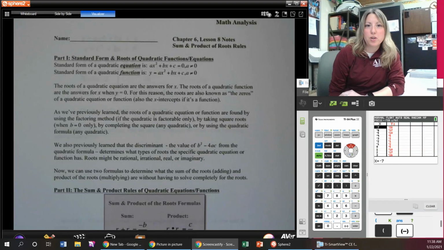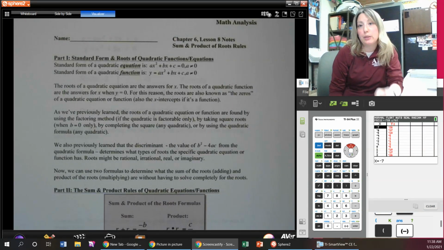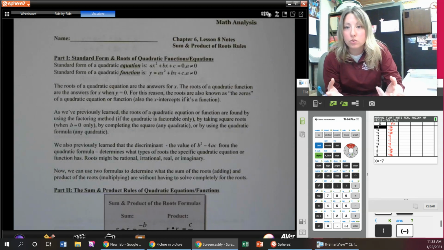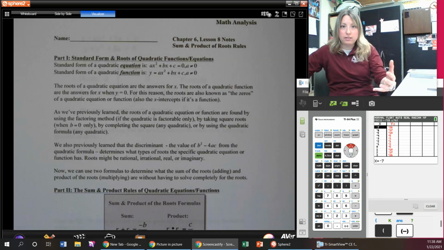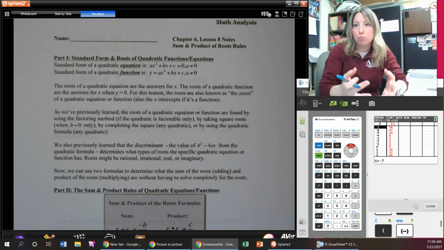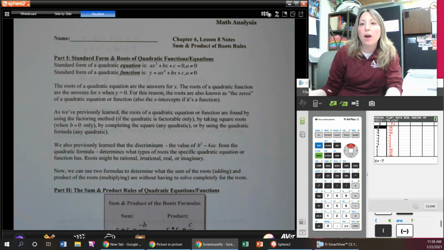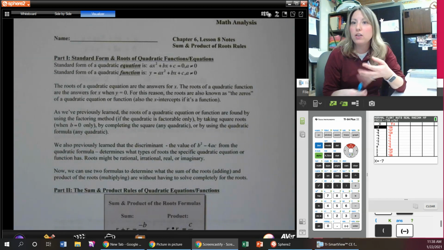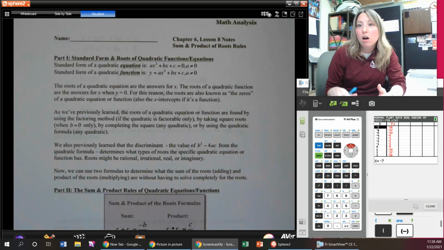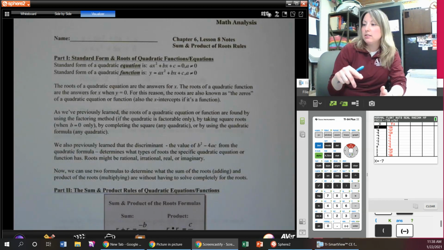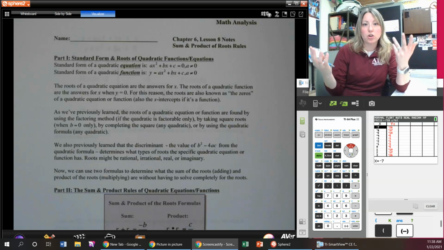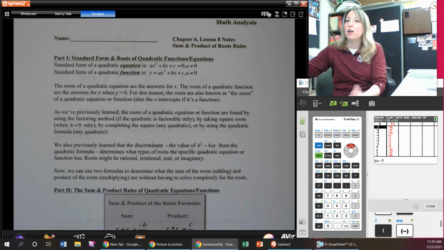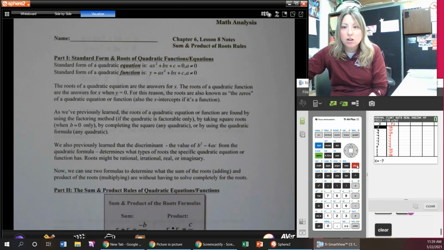Math Analyzers. We are going to look at Chapter 6, Lesson 8, all about sum and product rules for our roots. In the last lesson, we put together all the algebraic work with the graph and made the connections about what the roots are, where to find the axis of symmetry depending on the form of your quadratic function, and how to find the y-intercept, how to find the x-intercepts, how to then graph it using our graphing calculator. You can even still see it's still here, right?